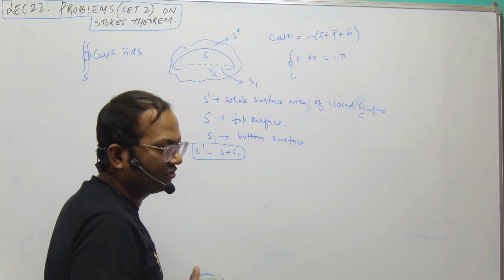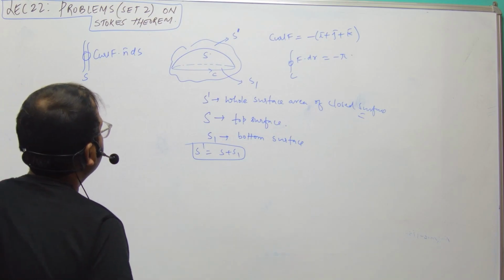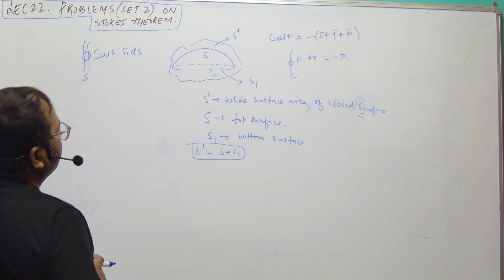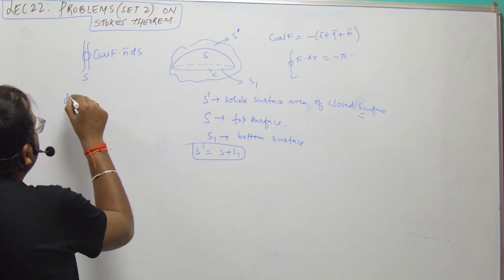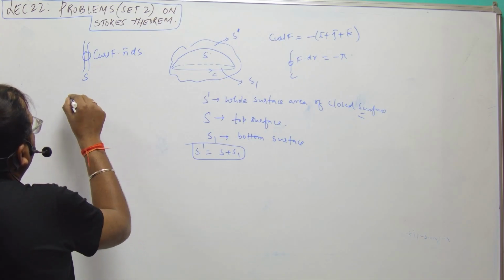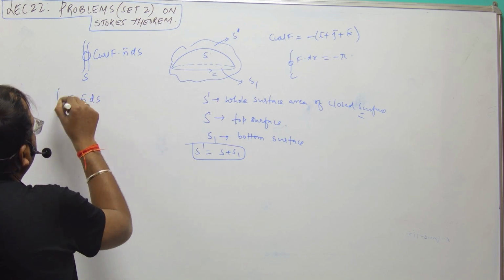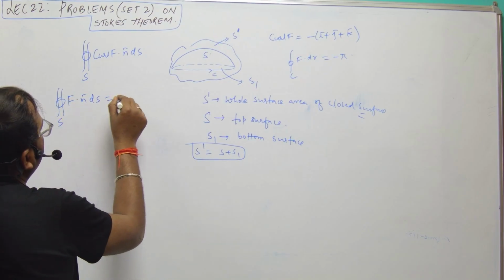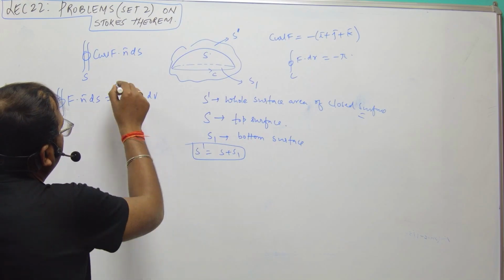Now let us apply the Gauss divergence theorem. The Gauss divergence theorem is applied on a closed surface. It states that the surface integral of f dot n cap ds along the surface S is equal to the volume integral of divergence of f dv.